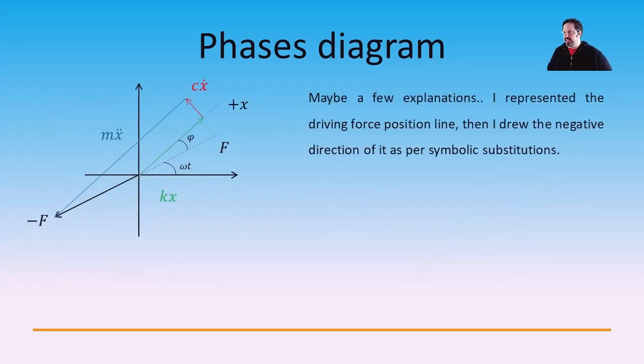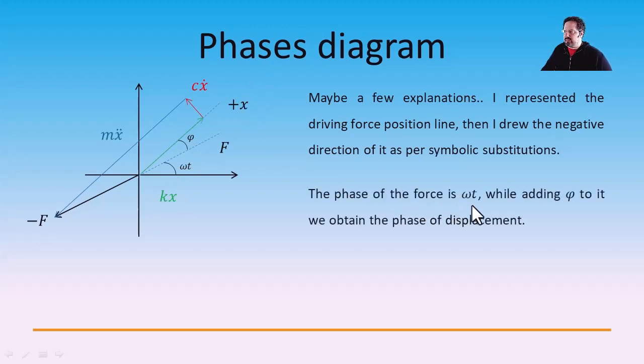Maybe a few explanations. I represented the driving force position line, that is to say this one. Then I drew the negative direction of it as per symbolic substitution, that is to say this one. This is F, this is minus F, this is the angle of the force, this is the phase that adds up to force to draw the displacement, x, the direction of the displacement, which is x.